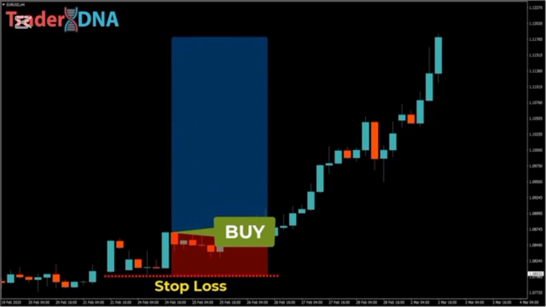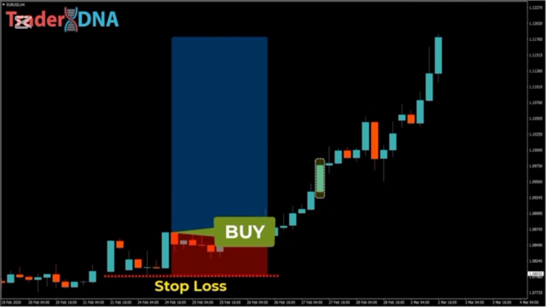After entering the trade, price explodes upward, giving massive profits to traders who understand how to read strong bullish bars. But here's where it gets even better. Another strong bullish bar forms with little to no wicks. What does this mean? Buyers are still in control. The trend is still strong.